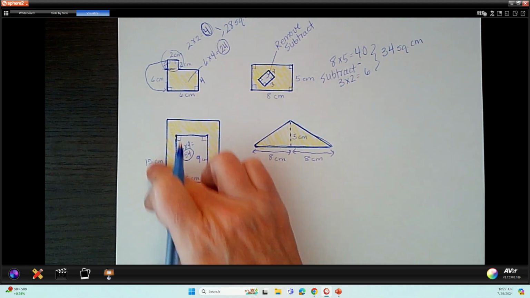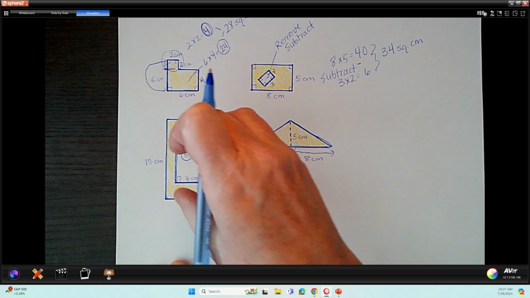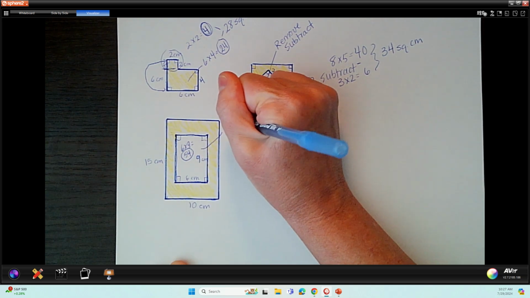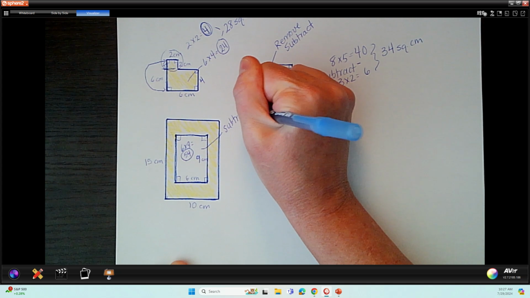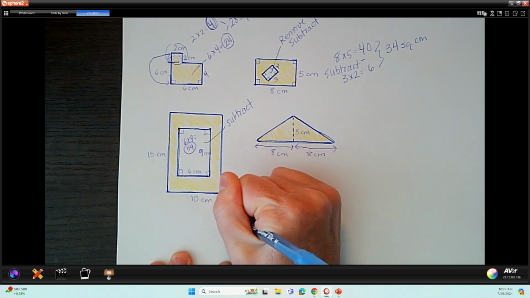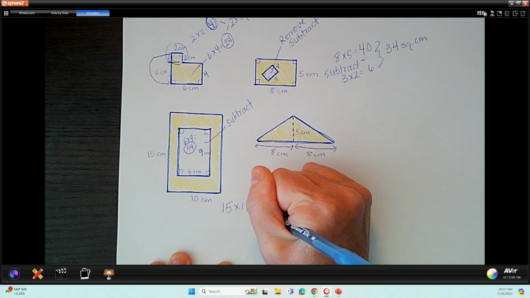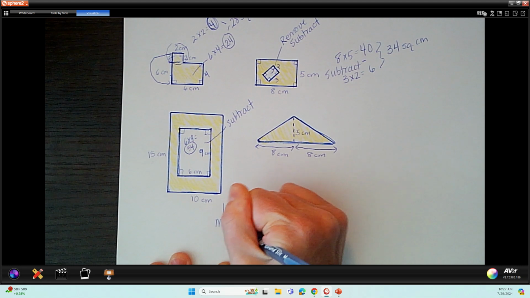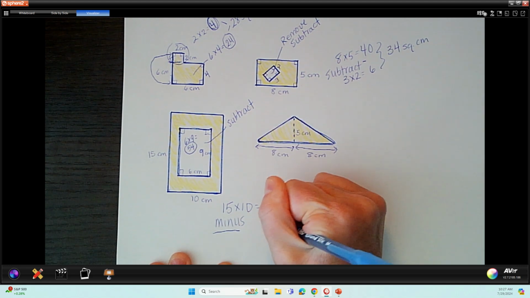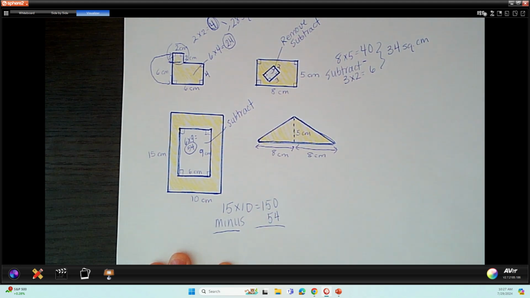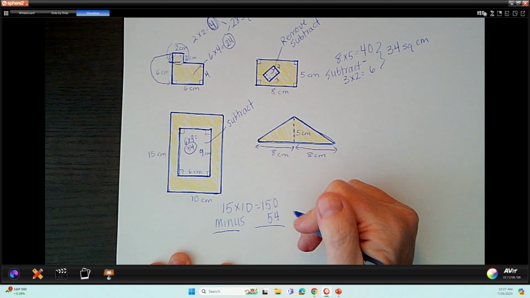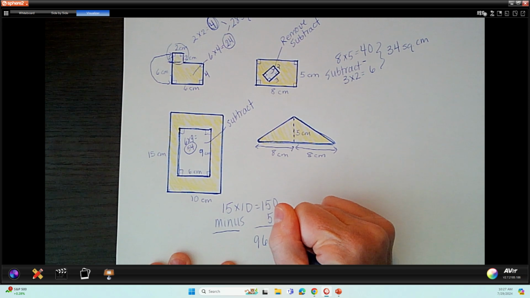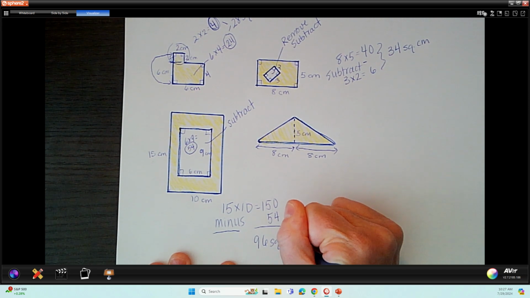That's what's on the inside. The outside is 15 times 10, but we've got to subtract. We need to remove. So we want to subtract this. So the whole area, 15 times 10, 150, minus what's on the inside, 54. And that would be 150 minus 50 is 100, and then minus 4 more would be 96 square centimeters.